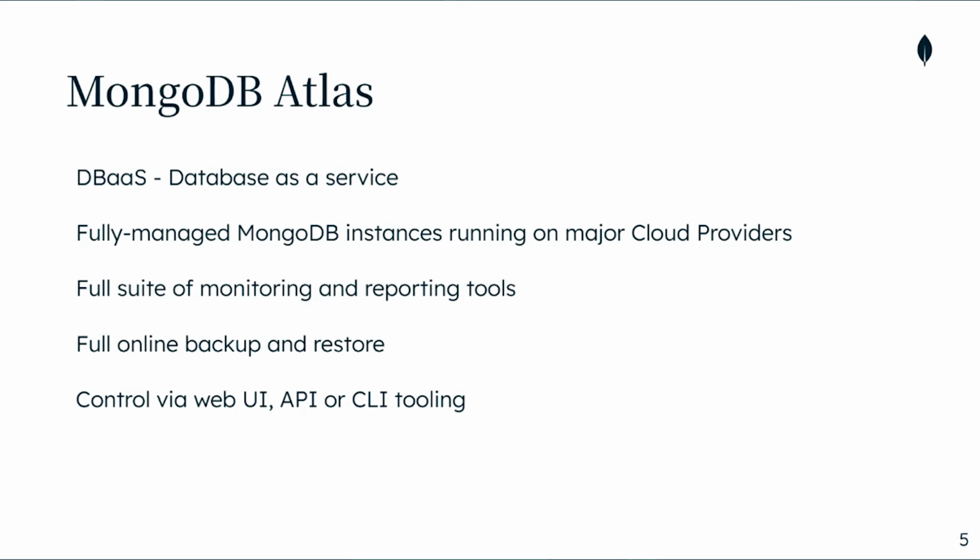Quick recap, first of all, MongoDB Atlas is our database as a service offering. Fully managed MongoDB instances running on machines hosted by major cloud providers. Now, this includes a baseline level of security, including private network access and automatic operating system updates. We have a full suite of monitoring and reporting tools, including real-time dashboards, slow query monitoring, alerts with third-party monitoring services integration, deployment metrics logging, and auditing.